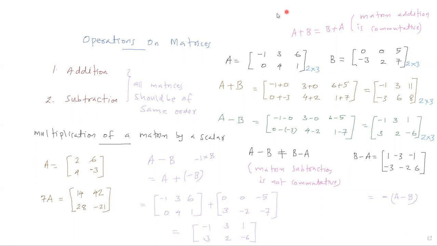Suppose you have matrix A equal to 1, 5, 6, 7. Your B is equal to 0, 0, 1, 3, 3, 2. You can't find A plus B. It is not defined, because the first one has order 2 by 2 and the next one has order 2 by 3. You cannot add. Got it?